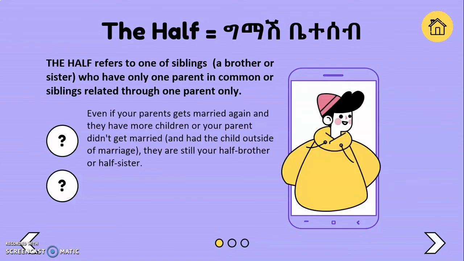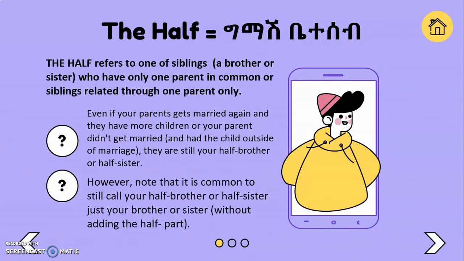Even if your parents get married again and they have more children, or your parent didn't get married and had a child outside of marriage, they are still your half-brother or half-sister. However, note that it's common to still call your half-brother or half-sister just your brother or sister without adding the half part.